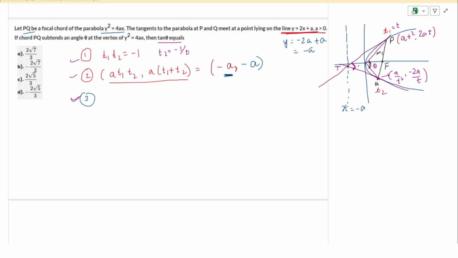Okay, suppose, let's call this O the origin. Let's say I know the slope of OP, that's m1, and I know the slope of OQ, that's m2. Then the acute angle between them, how do you get that? Let's call the acute angle alpha, because theta is the obtuse angle, you know.